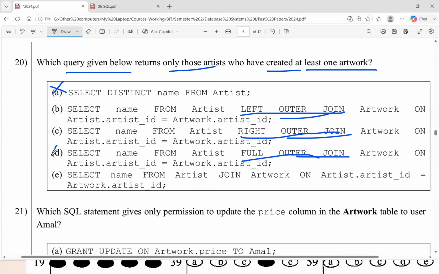Not at all, because then you get artworks having no artist as well. If there is such a thing, possibly left outer join, right? Not right outer join.